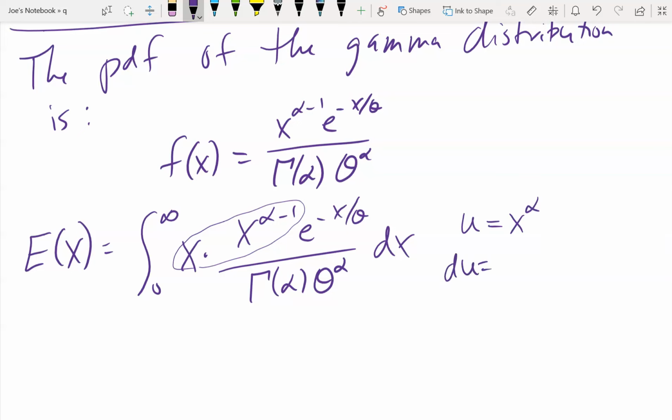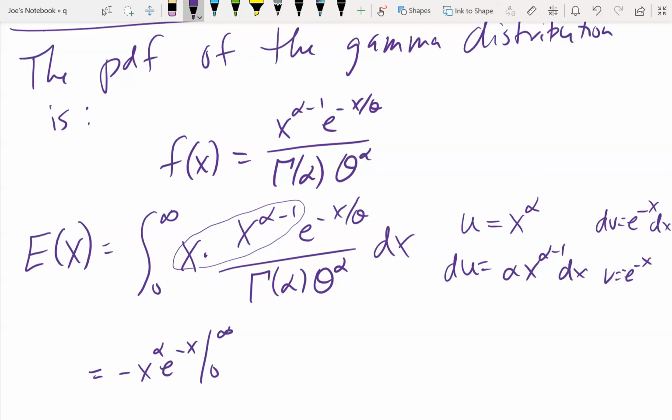Du then would be what? Alpha x to the alpha minus 1. Okay. Your dv, again, would be e to the minus x, and we've done this at least 3 times today. We get a minus e to the minus x, right? We agree? Okay. So it's uv, so we would have minus x to the alpha e to the minus x, evaluated from 0 to infinity. And then minus the integral of v du, but I got a minus in front again. So I get plus, I'm going to pop the alpha out front.